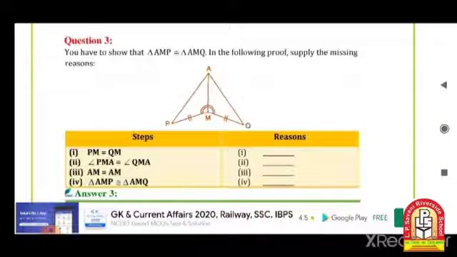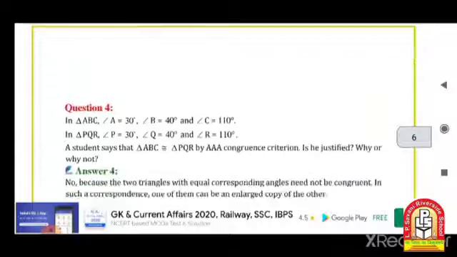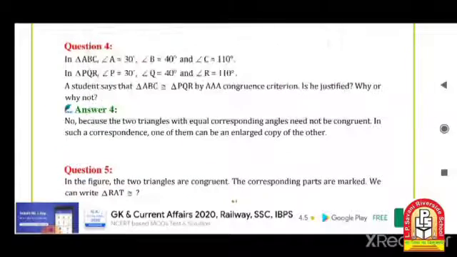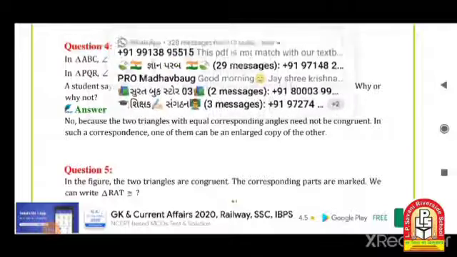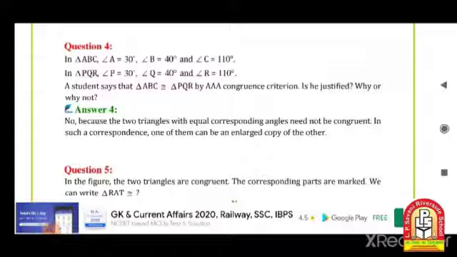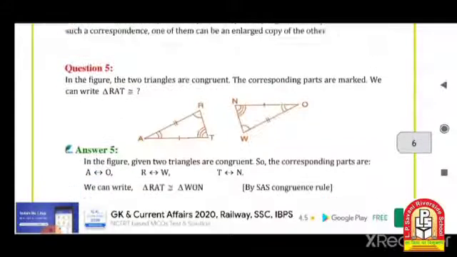You have to show that triangle AMP is congruent to triangle AMQ. So here two triangles are joined in this figure and we have to give the reason for that. In question number 4, in triangle ABC, A is equal to 30, B is equal to 40 and C is equal to 110. Here P is equal to 30, Q is equal to 40 and R is equal to 110. So by using this characteristic, we can solve this kind of example.